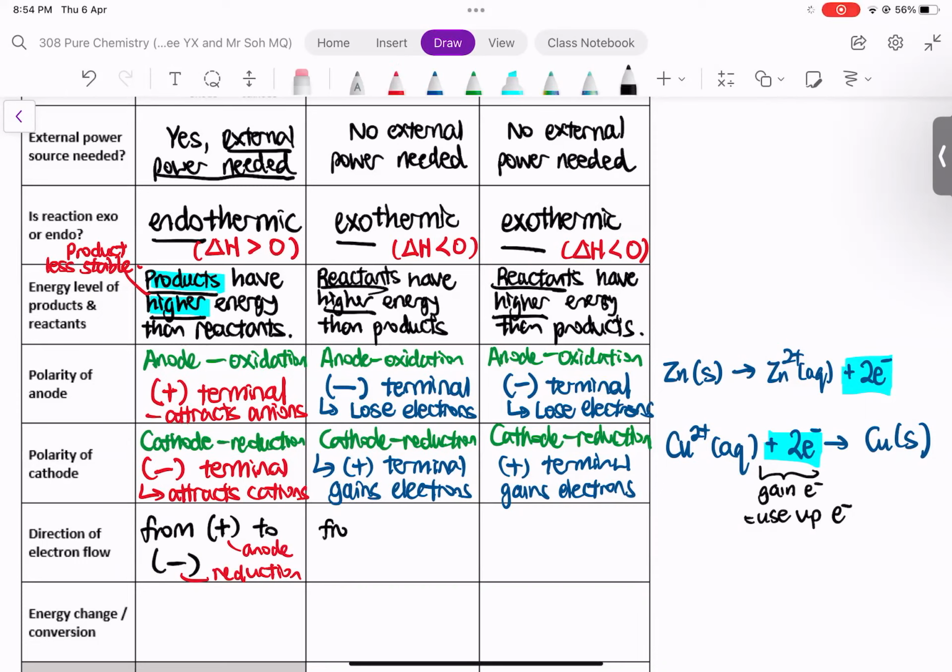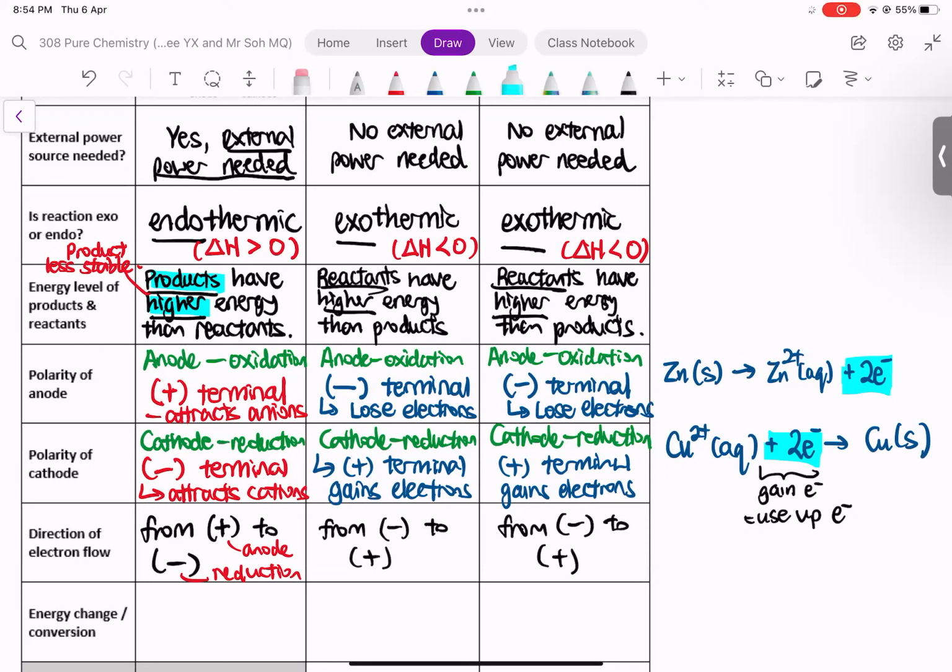But on the other hand, for electric cell, it is the reverse. But when I say it's the reverse, it means it's from the negative to the positive. But again, it's still from the anode to the cathode. So what have you learned from these 3 rows? You have learned that anode oxidation, cathode reduction stays the same. It's an unchanging golden rule. But what has changed is just the polarities, whether it's positive or negative.